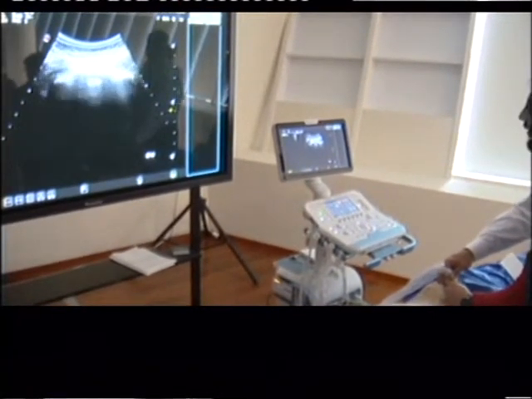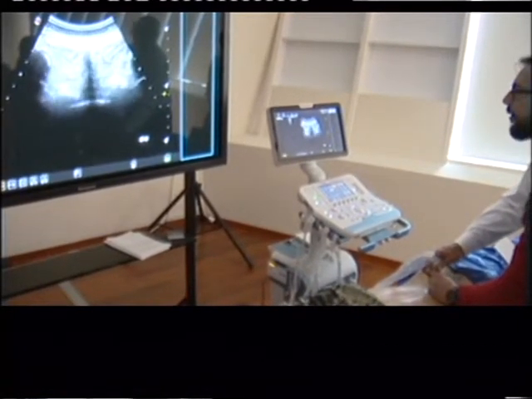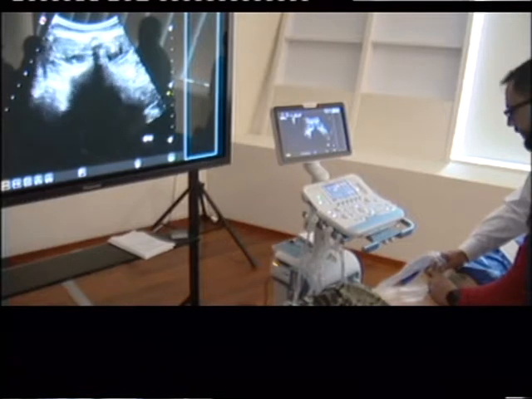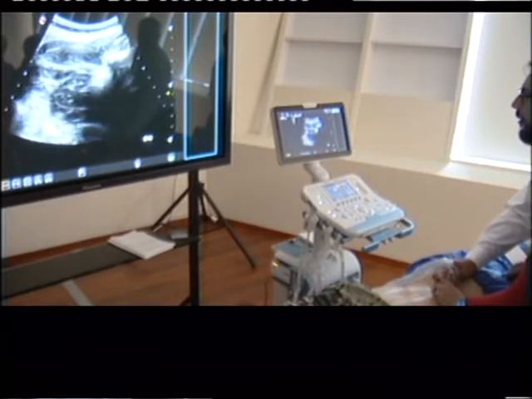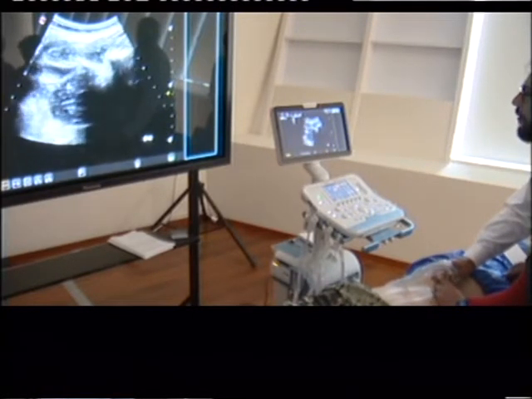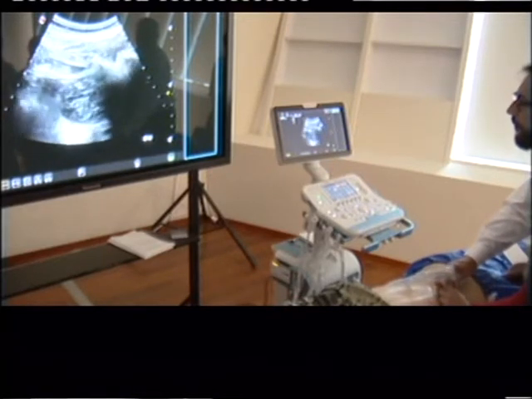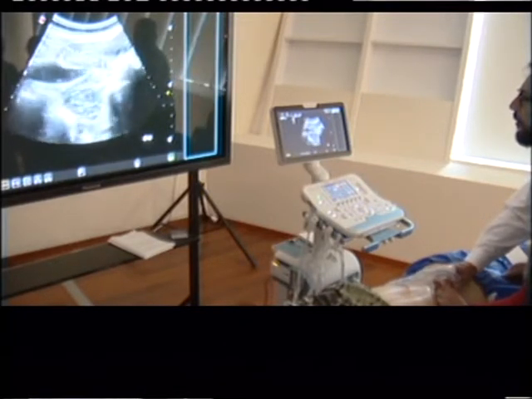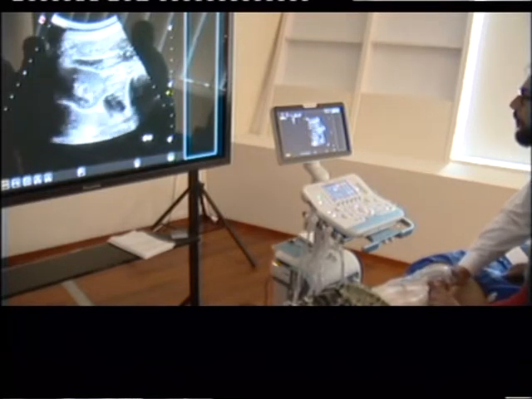Hiatus. Yes. S1. L5. Yes. 4. L3. Okay. W. Yes. Quadratus lumborum, psoas, lumbar plexus, W. Now here comes ilium. Kidney. Yes.